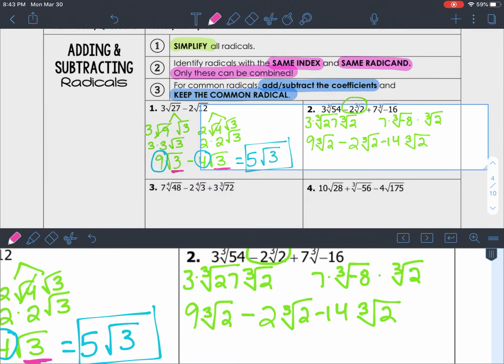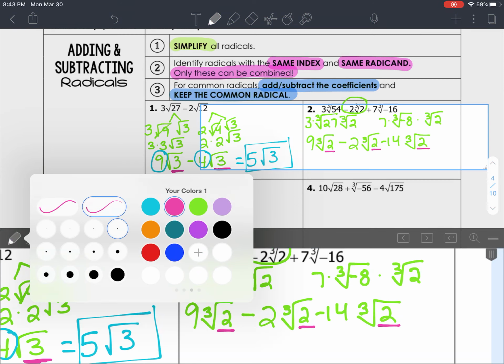Then we're going to check that they all have the same index, which they do: cubic root, cubic root, cubic root. And then we're going to check our radicands. So we have a 2, a 2, and a 2. Those are all the same. So that means that I can go ahead and do my addition and subtraction.